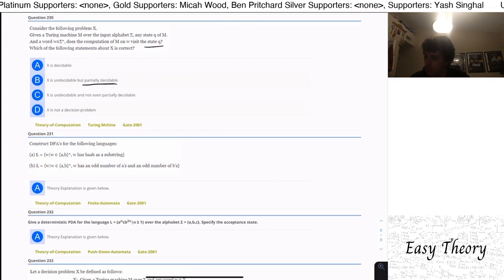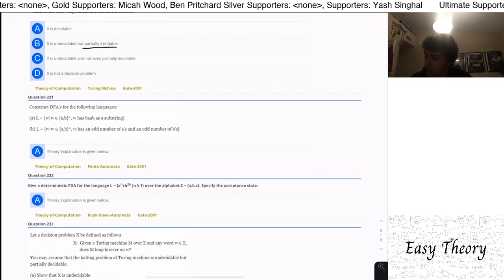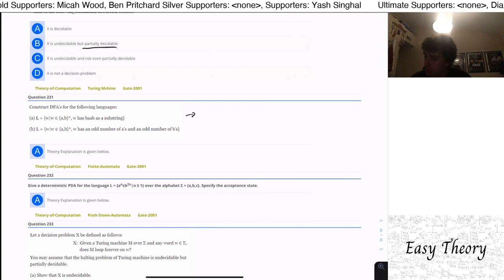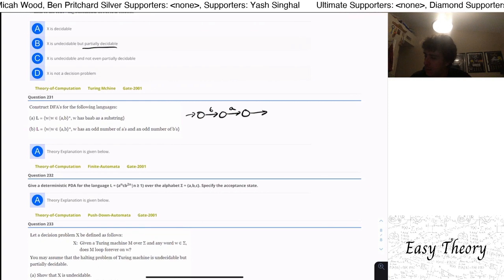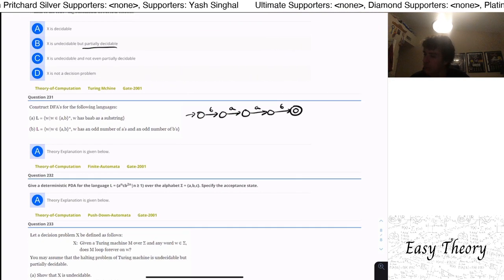Construct DFAs for the following languages. Maybe we can do this one. So BAAB. The idea here is we make the automaton for BAAB, just make it straight away, and then AB. And then for the other transitions, we just fill them in as necessary.